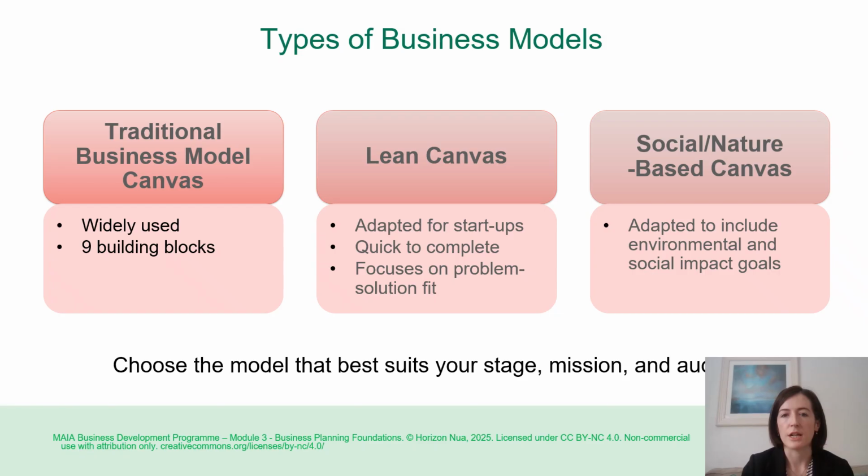The social or nature-based canvas builds on these foundations, but adapts the framework to include environmental and social impact goals. This is particularly valuable for mission-driven enterprises, including nature-based enterprises, where impact is part of the value proposition and needs to be visible in the model. In this module, we'll use the Lean Canvas to quickly map out the essential elements of your business. But keep in mind that other formats may suit you better as your idea matures.